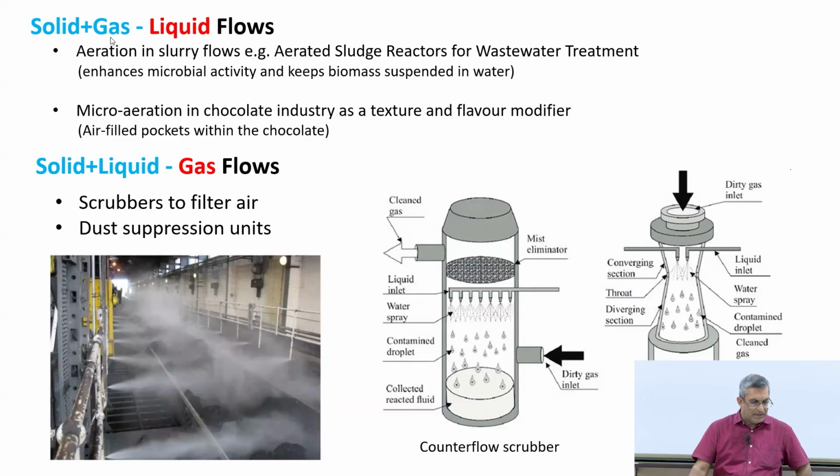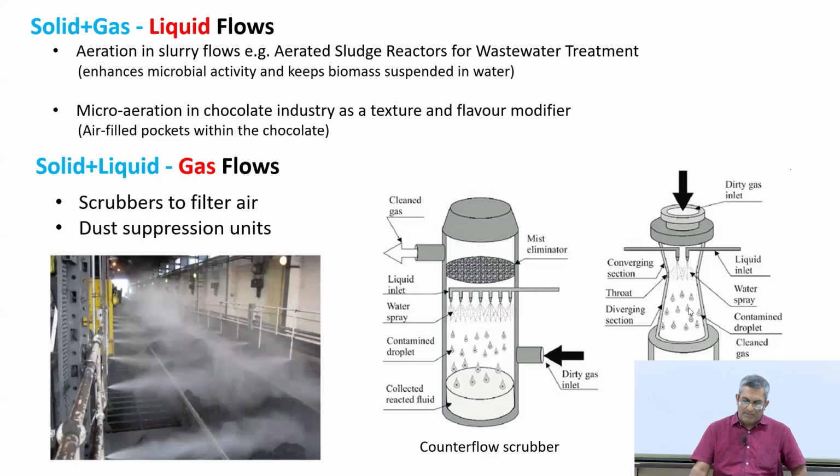The next category of such three-phase flows is solid plus liquid particles in gaseous flows, such as scrubbers. As you can see here, these are basically used to clean dirty gas. In this case, the gas enters from the top and there is a series of nozzles which inject the liquid, which can be water. These water droplets trap the dust particles and the contaminated droplets are collected at the bottom while the clean air is extracted outside.